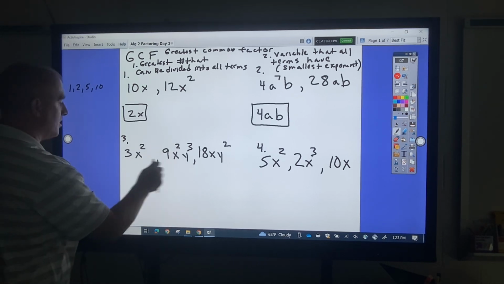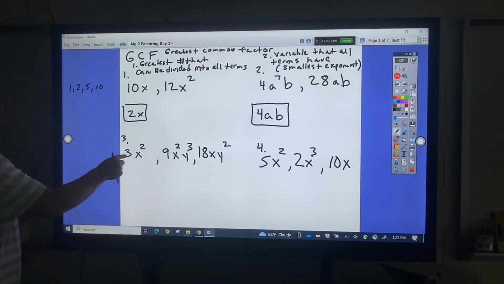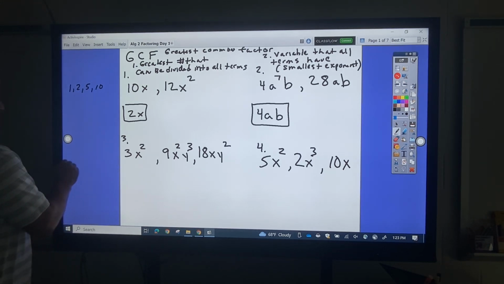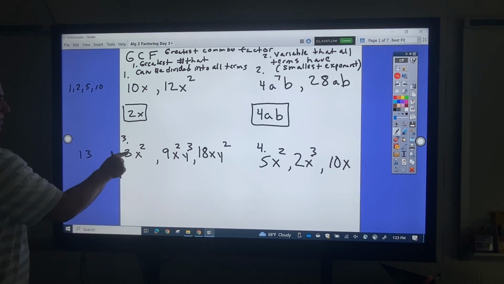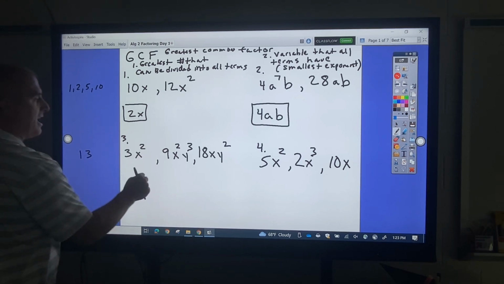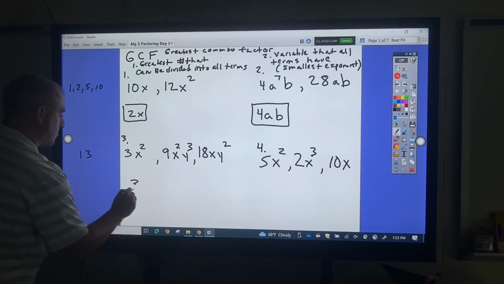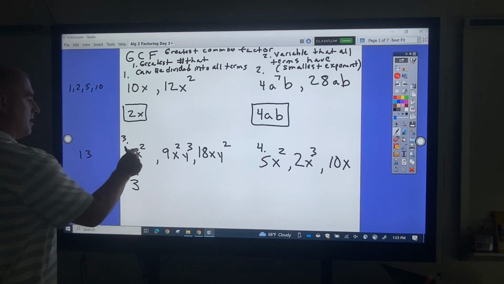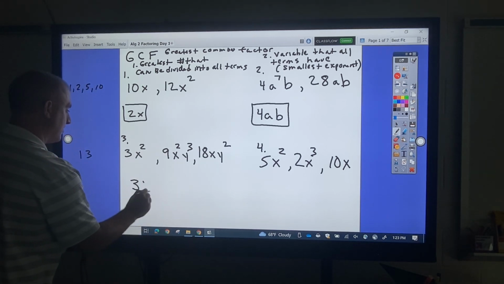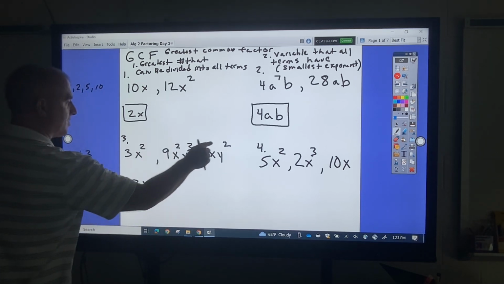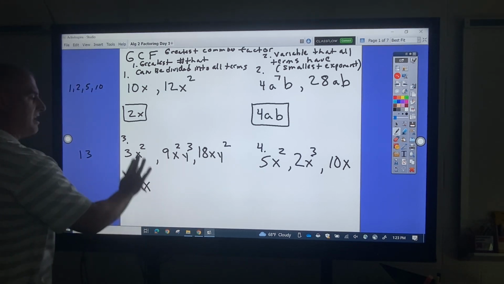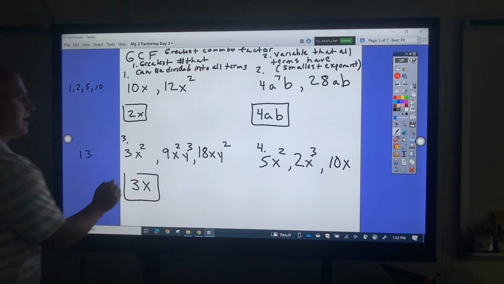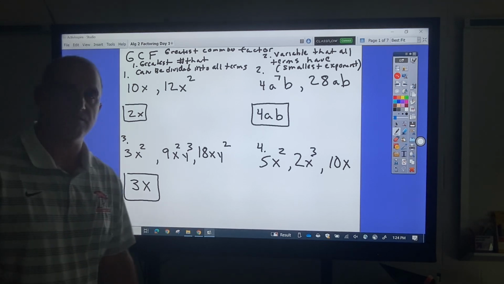Now, 3 terms. 3, 9, 18. Now, the smallest number here is 3, okay? Factors of 3 are 1 and 3, okay? All right, well, can 3 go into 9? Yes. Can 3 go into 18? Yes. So 3 would be that GCF. They all have an X, okay? That's a squared, that's a squared, that's a 1, okay? Now, this has a Y and this has a Y, but since this one doesn't have a Y, it can't be the greatest common factor, okay?